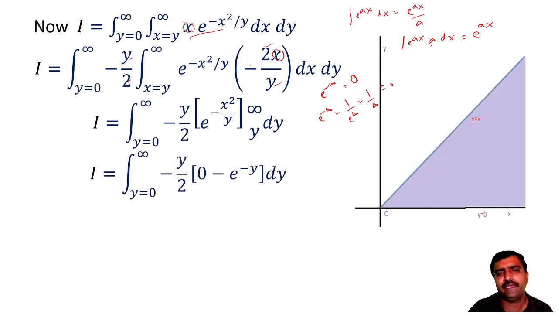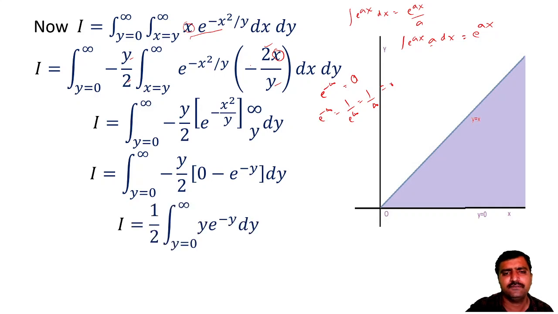Now apply the lower limit y: e to the power of minus y square by y, one of the y cancels, so only minus y remains in the power. So minus y remains there. This is minus of minus, which became plus: plus 1/2 into y e to the power of minus y into dy. Next we have to integrate this by using integration by parts.